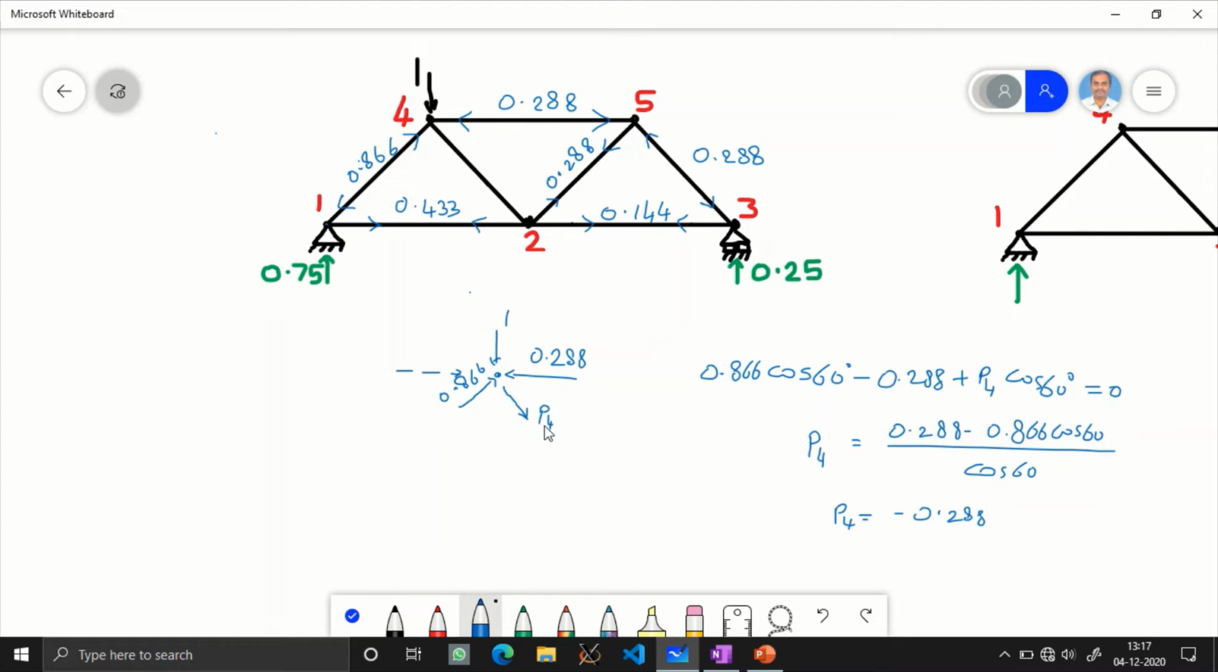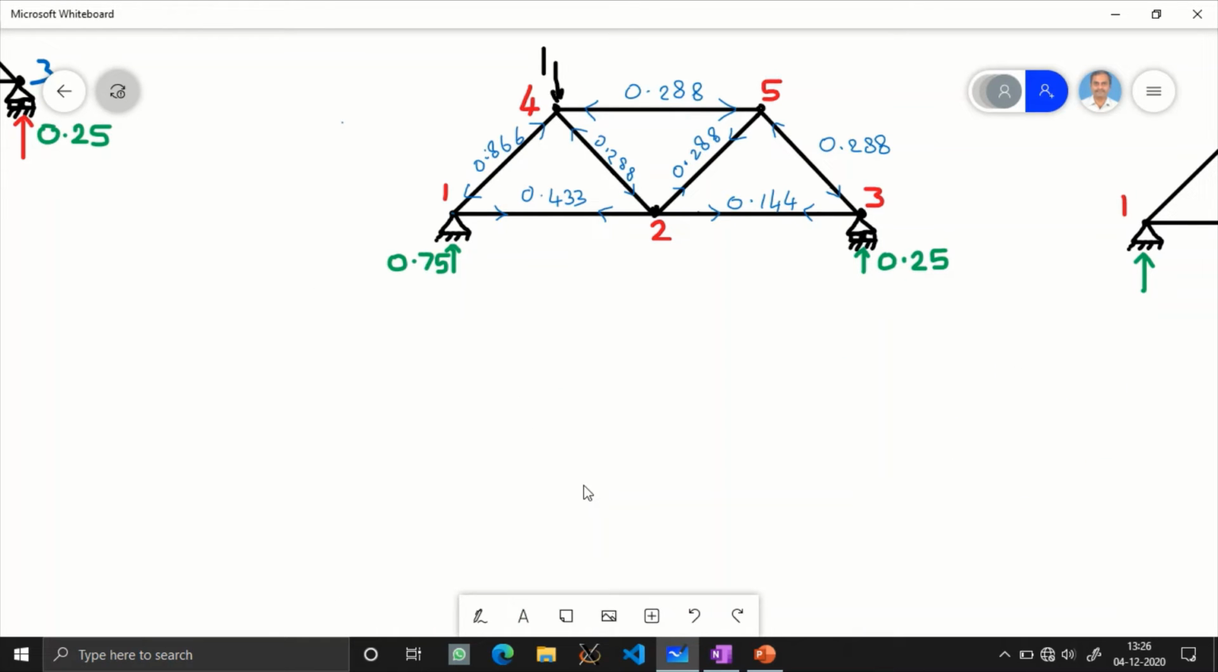We are getting a minus sign here because our assumed direction is not correct, so I have to reverse the direction. P4 is acting away from the joint, that is our assumption, but we are getting a minus sign, so P4 is acting towards the joint. So towards joint, I will have P4 with a magnitude of 0.288.